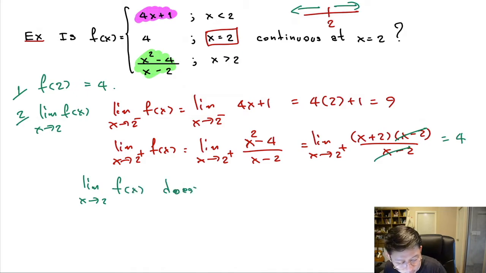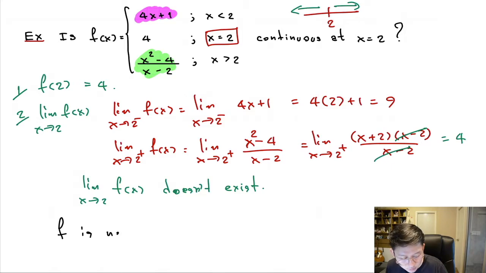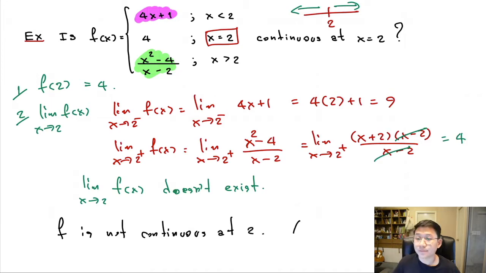doesn't exist. So if the limit doesn't exist, we don't need to talk about the third condition anymore, right? If we don't get the second condition, we can just say that f is not continuous at 2. That's it.